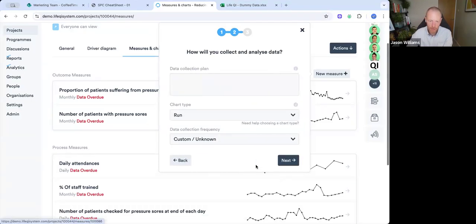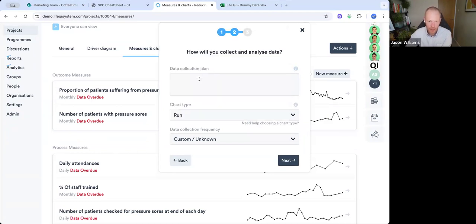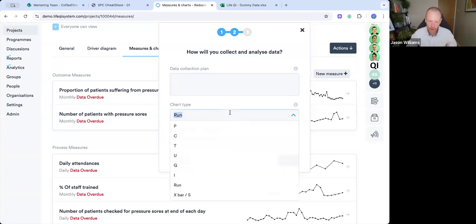I'm going to skip over this just to save time. Then there's the data collection plan, again helpful if you've got other people collecting the data, and a bit of guidance here. How will the data be collected? What data sources are you using? How often? Who's responsible for collecting that data? The more detail you can provide there, the more likely it is to stick to plan, as it were. So again, free text, just describe how you're going to go about collecting that. And then we get into picking the different chart types, and the little downward arrow shows this is a drop-down field. So if I click into that, I'll get the list of these.